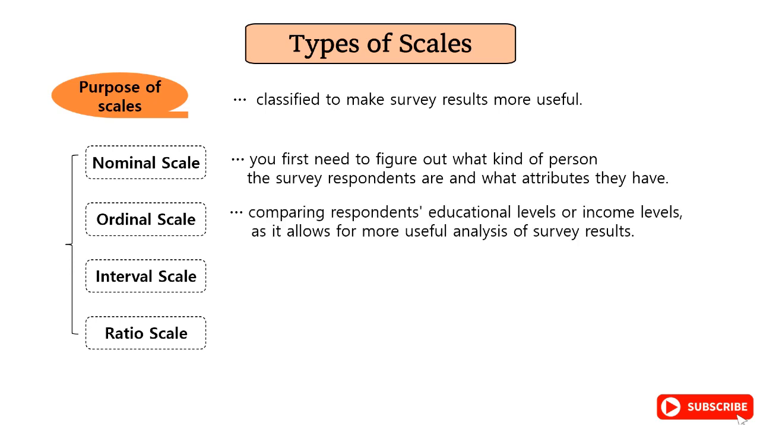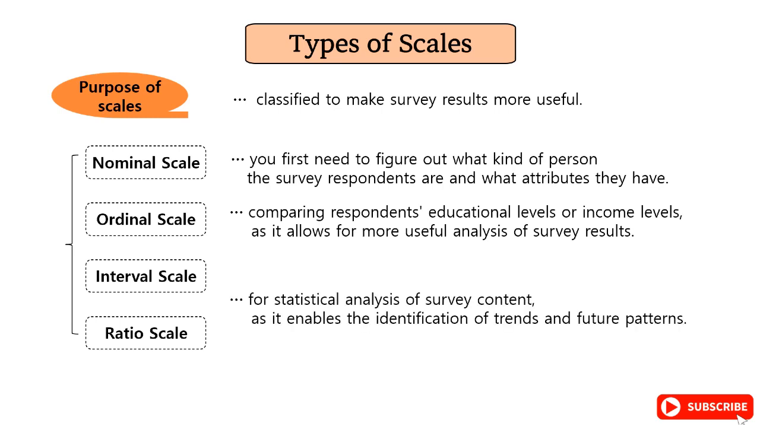Additionally, including ordinal scale is beneficial when comparing respondents' educational levels or income levels, as it allows for more useful analysis of survey results. Furthermore, including interval scale and ratio scale is important for statistical analysis of survey content, as it enables the identification of trends and future patterns.